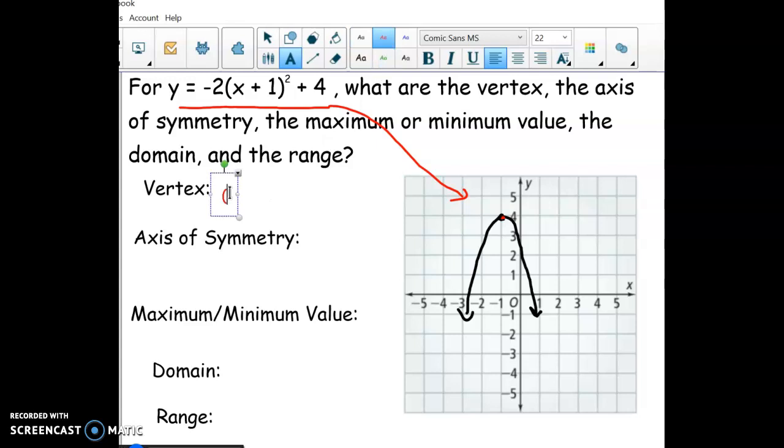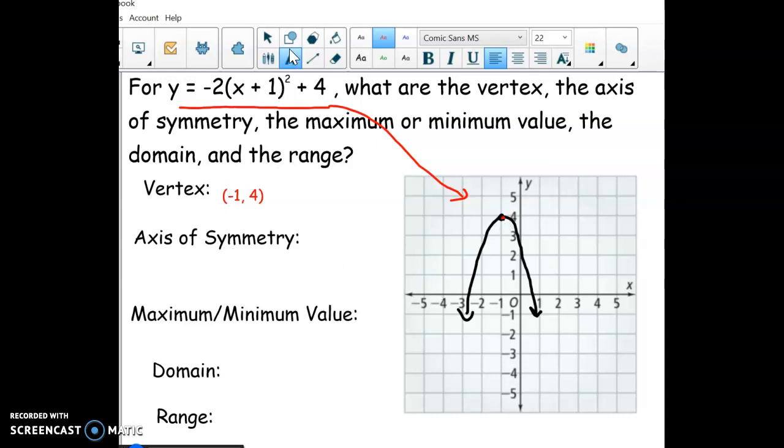Okay, so vertex, I'm literally just going to read off the graph. It's -1, 4. Okay, and you can sort of see it in the equation here, but it's just kind of reversed for the x part. So this was a +1, and the vertex is actually at -1. So I just like to use the graph. To me, it's a lot simpler.